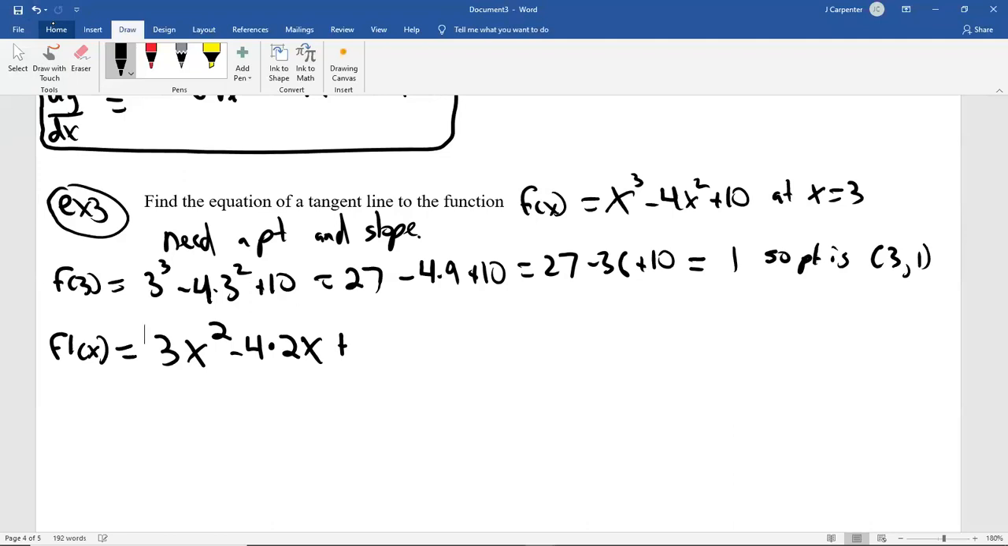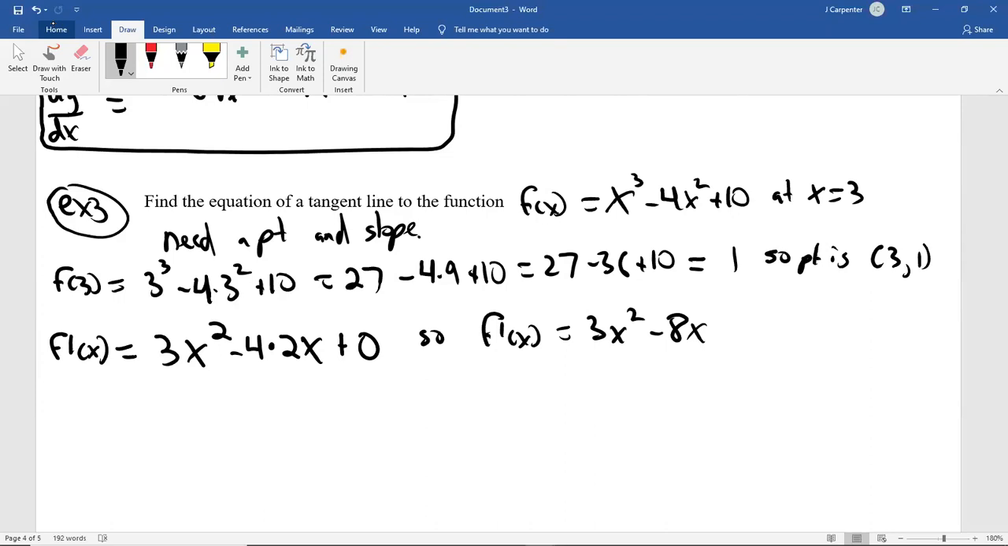Then a plus. The derivative of 10, the derivative of a constant, was 0. That was one of the special cases. So cleaning this up, f prime of x is equal to 3x squared minus 8x. So that's the function that governs the slope, the rate of change at every single point.